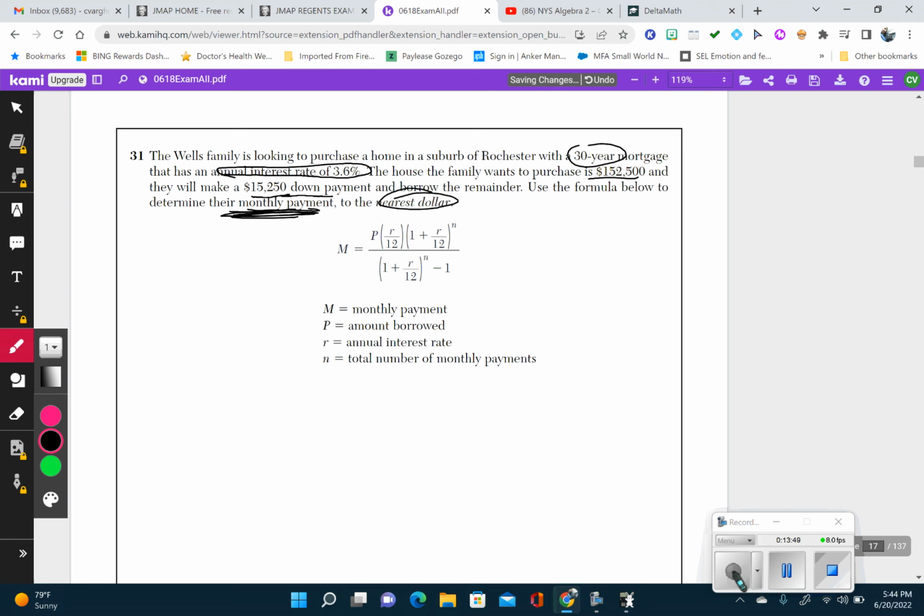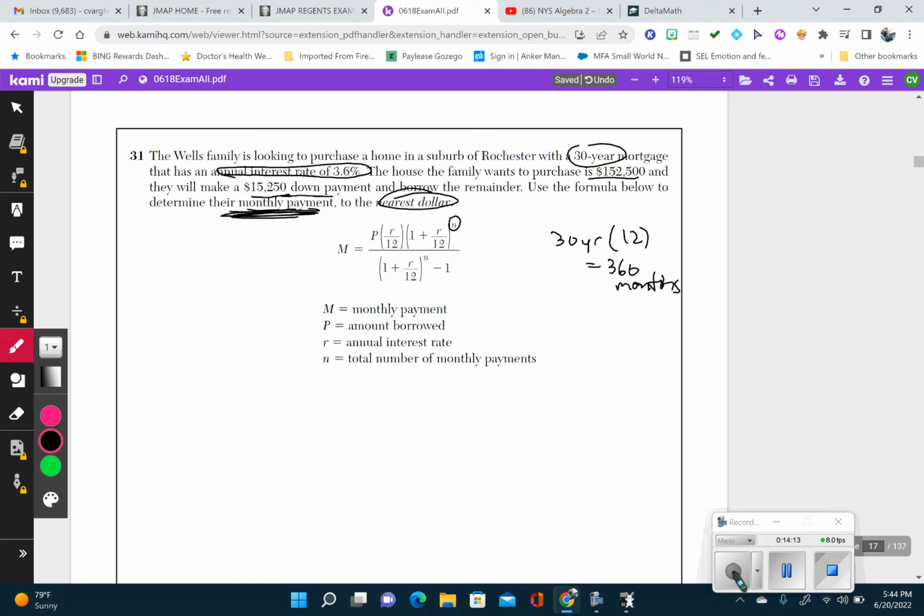Okay, the monthly payment. So this is 30 years, so we know we're going to have to convert. 30 years, there are 12 months in a year. So to figure out how many months are in 30 years, you're going to do 30 times 12, which is going to give us 360 months. So that's going to be our months. That's going to be our time, which is right here.